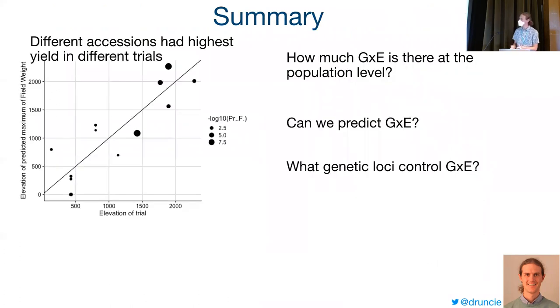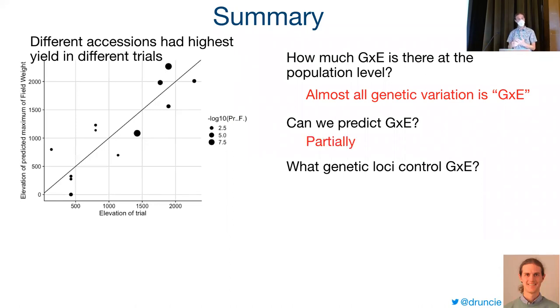So to summarize, I started by showing that there's local adaptation. And then for the G by E, I showed that all of the variation is G by E. There are no constant effects of genotype across trials, which we expect. We have some ability to predict it, and that should make selecting lines more useful. And we identify dozens of candidate loci.